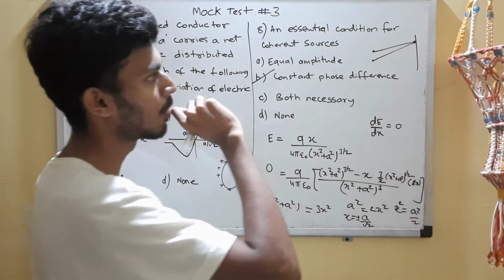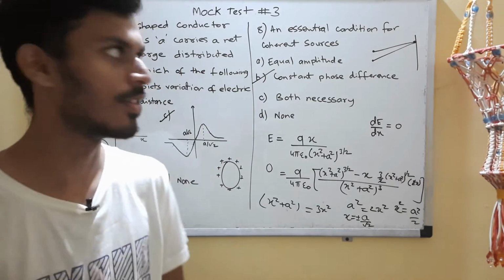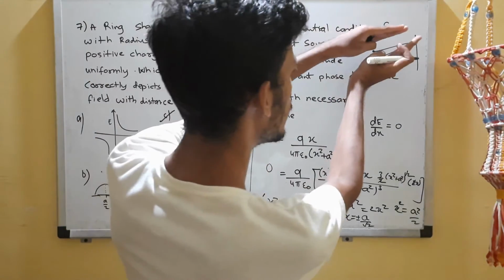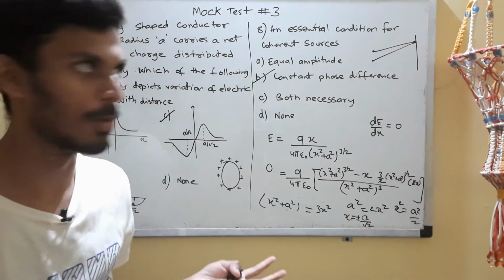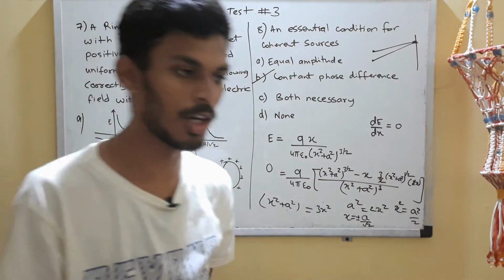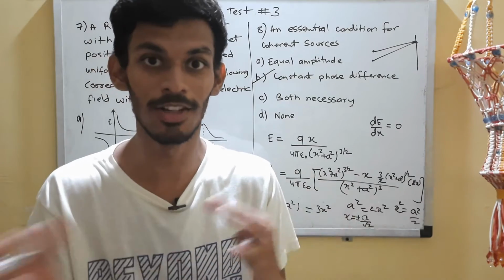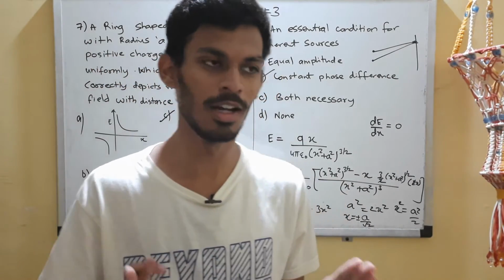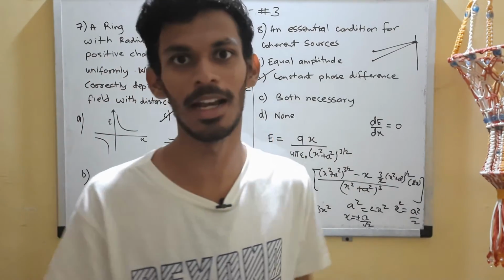If they are not coherent, if they don't have a constant phase difference, if the phase difference between these two waves is changing with time, what will happen? It will become bright at some point of time, then dark, then bright, then dark. If the phase difference is varying between the two, this is what we don't want if we want to study an interference or a diffraction pattern, right?